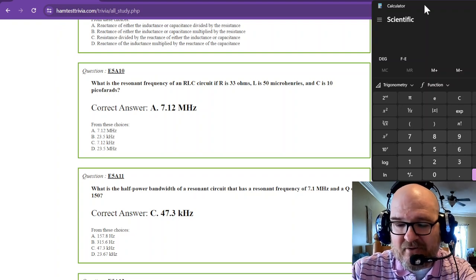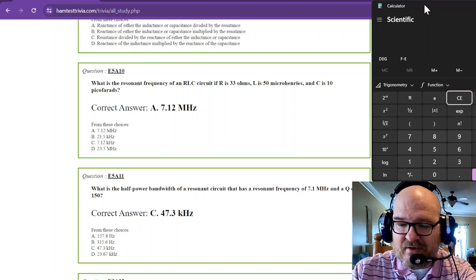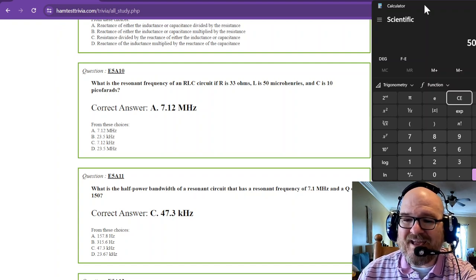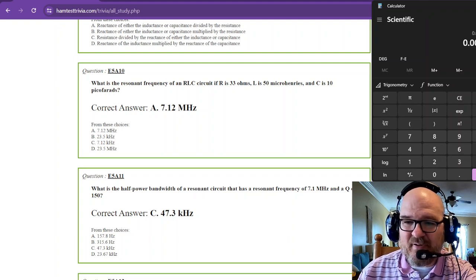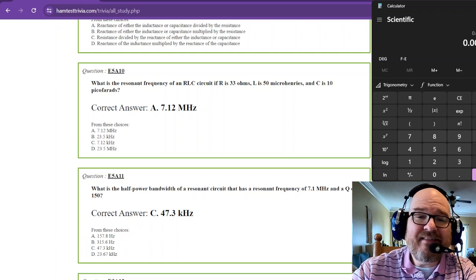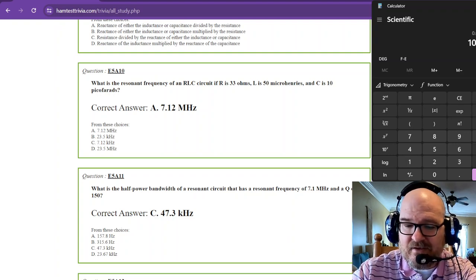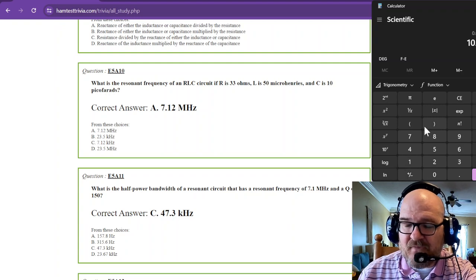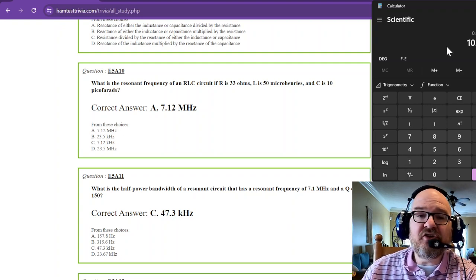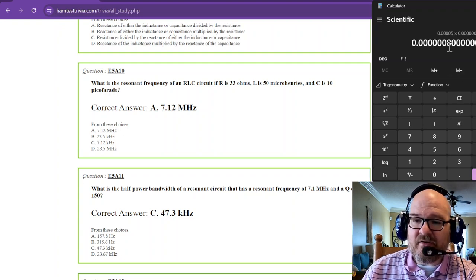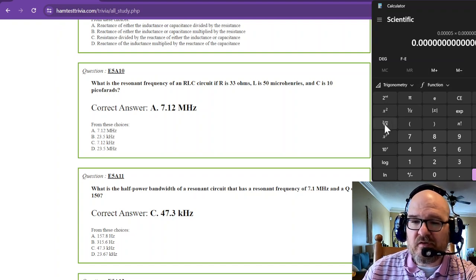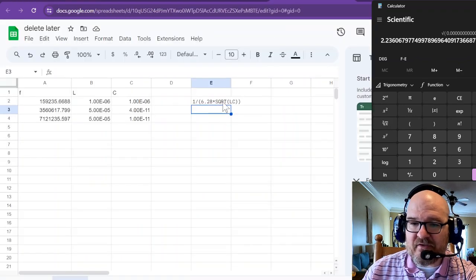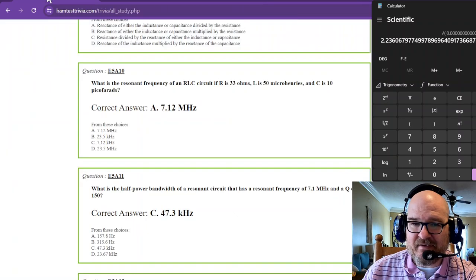So 50 microhenries is 50 E, and micro is negative 6, times. We have 10 picofarads. Pico is 10 to the negative 12. So 10 E to the negative 12. You're converting these to their units at this point. That's why they're decimals. So when you multiply those two, you get a really tiny, tiny number. Now what you need to do is take the square root of those two. Because remember, we're taking the square root of the product of L times C.